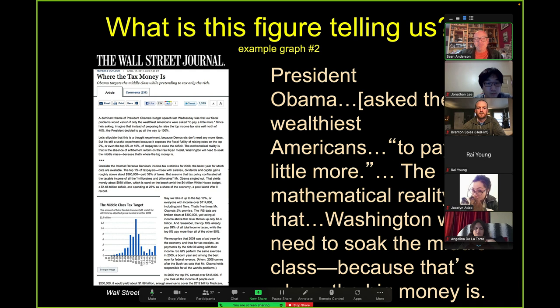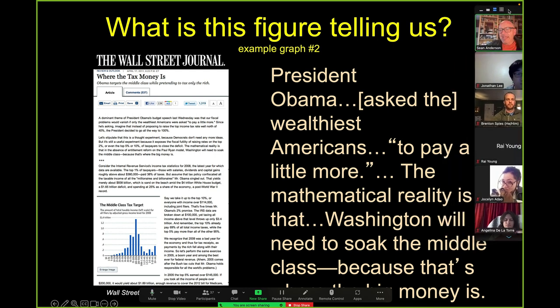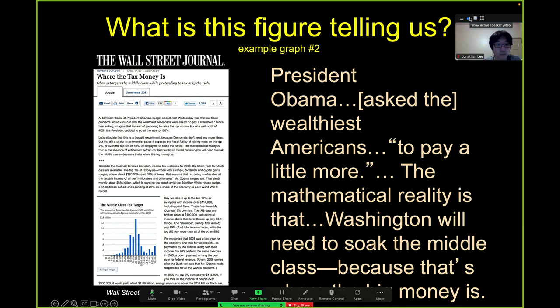This is an example from several years ago when President Obama was our president. If you look on the left, this is the text that was in the newspaper. It's basically about a contentious thing about policy, and there was a proposal to do some taxation. From this op-ed, basically it was saying that President Obama asked the wealthiest Americans to pay a little more, but the mathematical reality is that Washington will need to soak the middle class because that's where the money is. And that little graph right there.